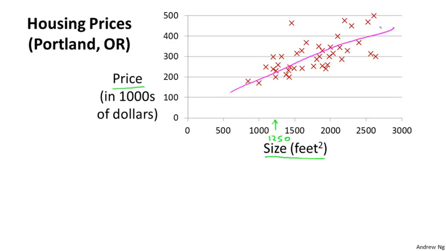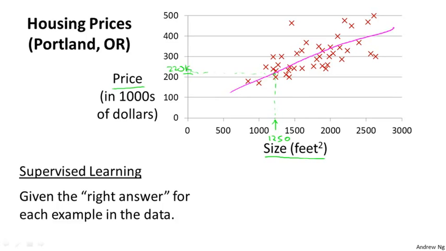And based on that, maybe you could tell your friend that they can maybe sell the house for around $220,000. So this is an example of a supervised learning algorithm, and it's supervised learning because we're given the "right answer" for each of our examples. Namely, we're told what the actual price was that each of the houses in our data set was sold for.